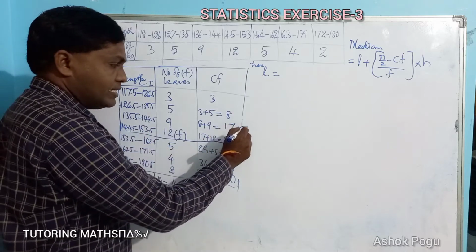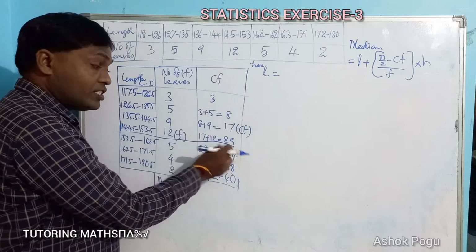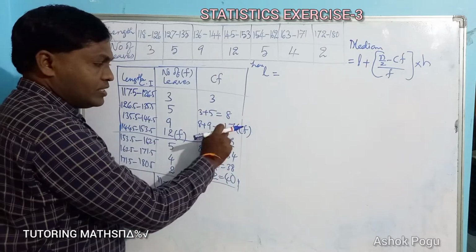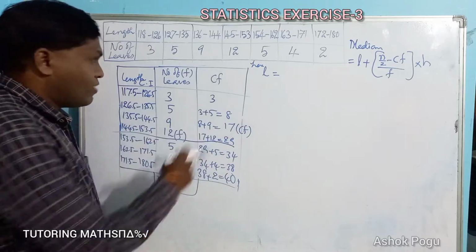And you know that this is called the preceding cumulative frequency of the median class. So this is cumulative frequency, and now we have got everything. Just write down the values.